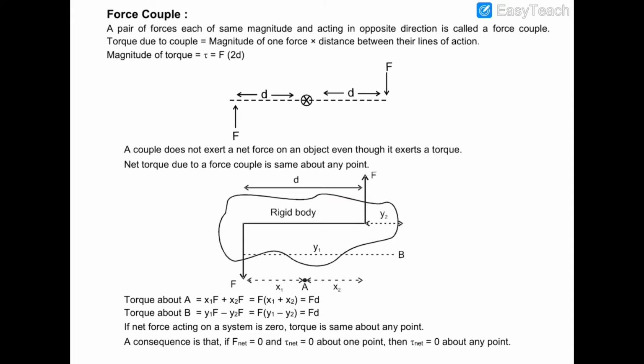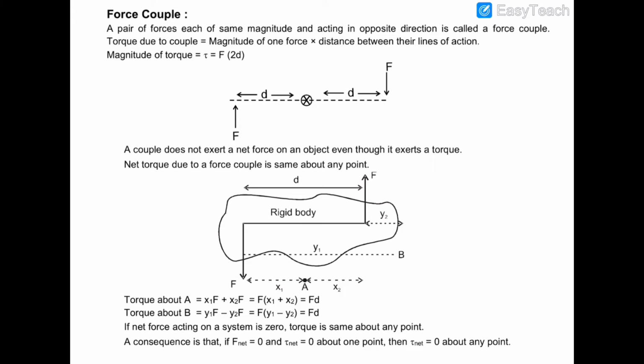In this video, we are going to study about force couple. So let me first of all define a force couple. A force couple is a pair of forces, each of same magnitude, and each force is acting in opposite direction. That system of forces is known as force couple. Now the torque due to that force couple is the magnitude of any one force multiplied by the distance between the two forces, or we can say the distance between their lines of action.